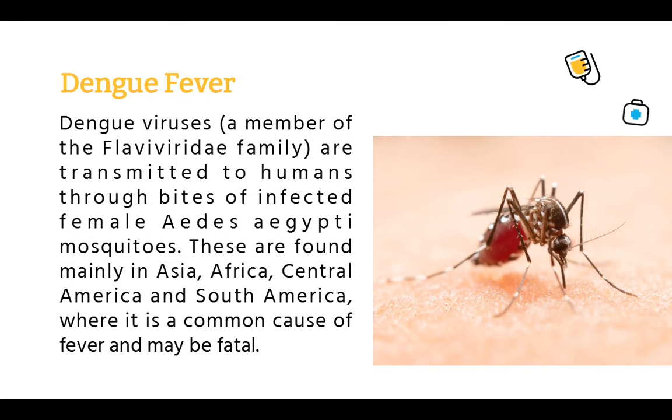Dengue viruses, a member of the Flaviviridae family, are transmitted to humans through bites of infected female Aedes aegypti mosquitoes. These are found mainly in Asia, Africa, Central America and South America, where it is a common cause of fever and may be fatal.